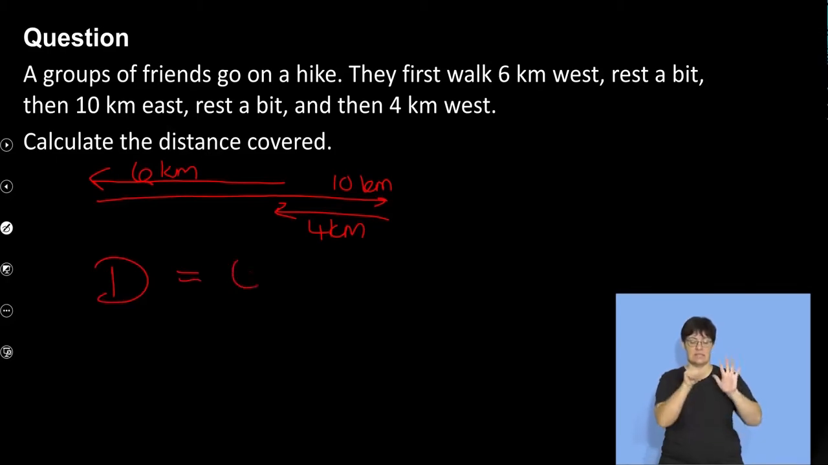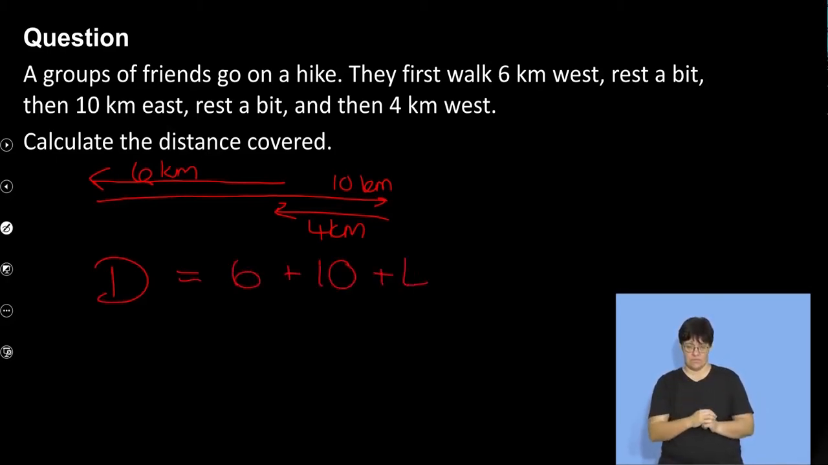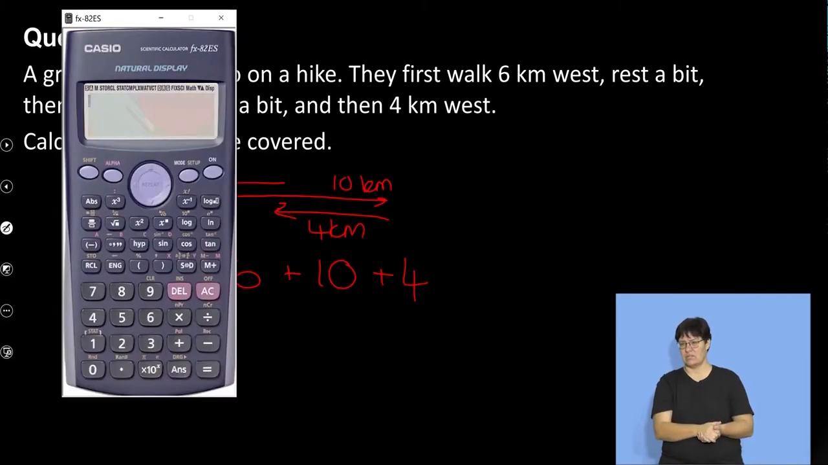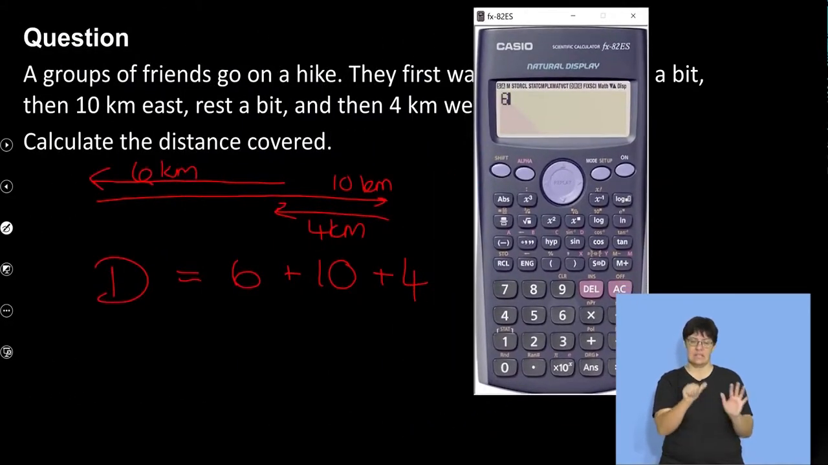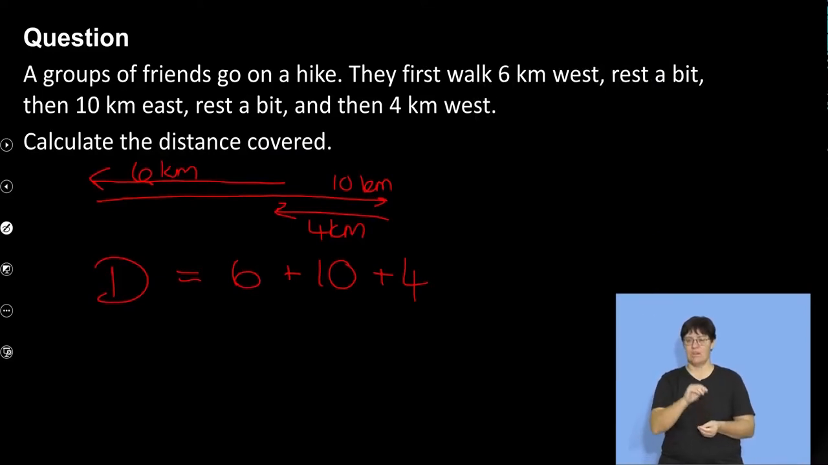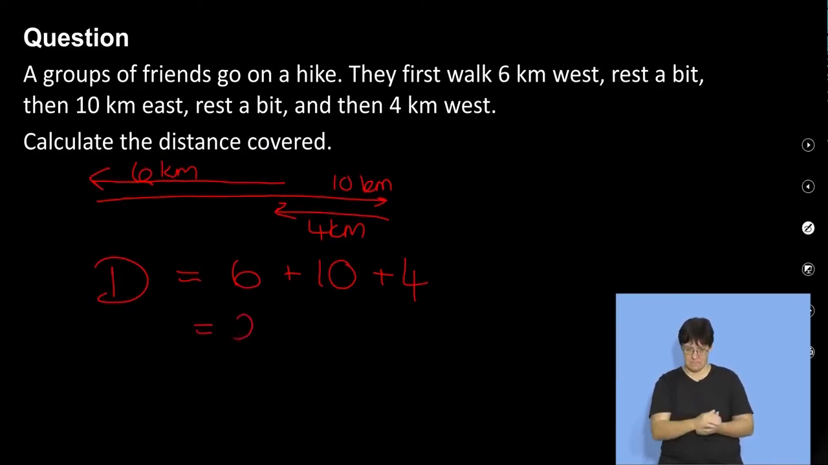Distance means I'm going to go 6 plus 10 plus 4. Okay? We like questions like this because this is nice, easy maths for us. If you need to use your calculator, then let's do that. So we've got 6 plus 10 plus 4, and we get 20 kilometers.